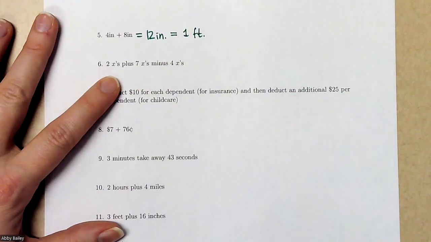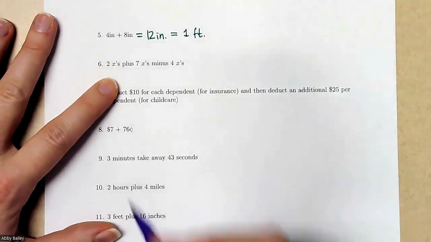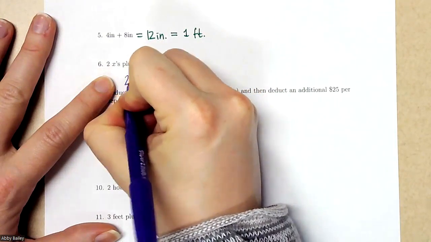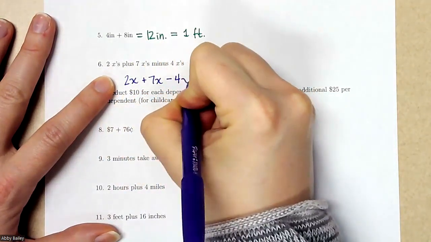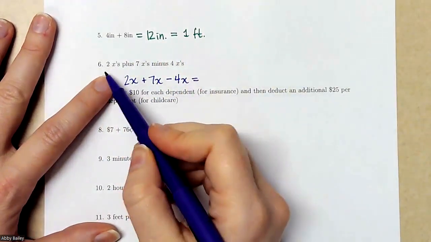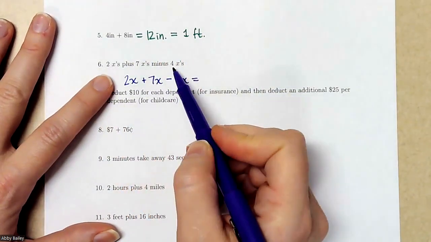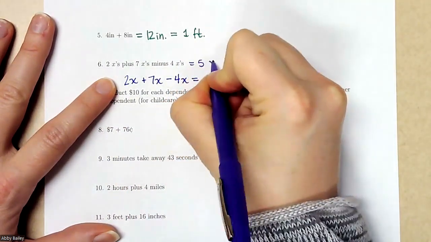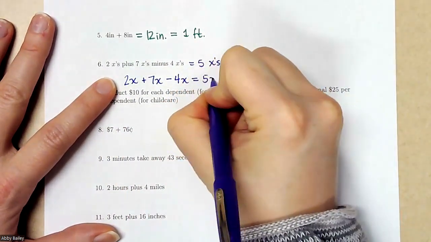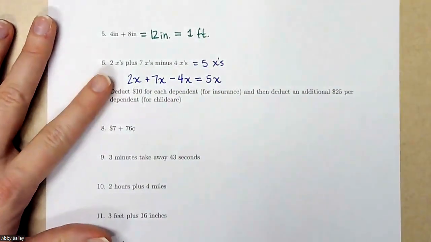2x's plus 7x's minus 4x's. Okay, so 2x's plus 7x's minus 4x's. How many x's do we have? 2 plus 7 makes 9. 9 minus 4 makes 5. And there it is translated.